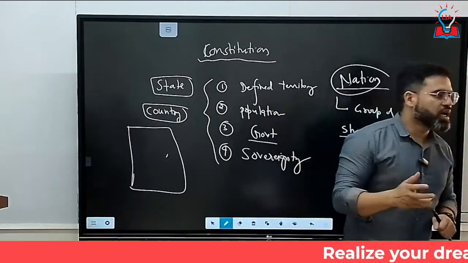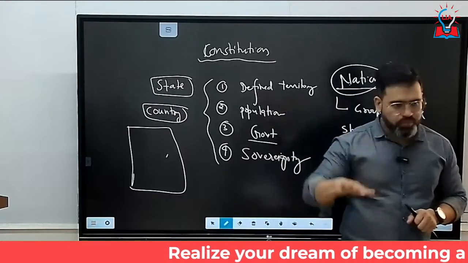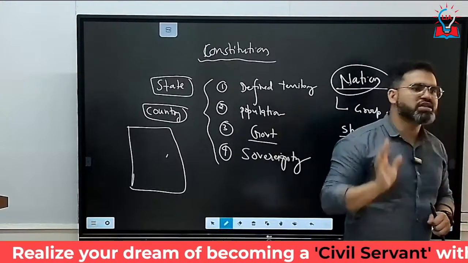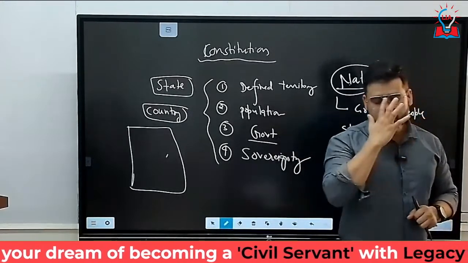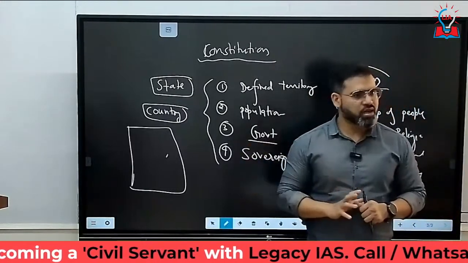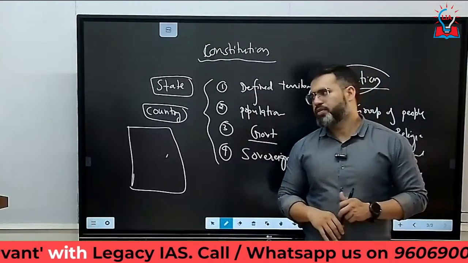Example, North Korea and South Korea. Government is different, but they belong to the same peninsula, same language, same culture. Only thing, government is different. Correct? So the same nation can be possible in two states. Correct? Clear working?